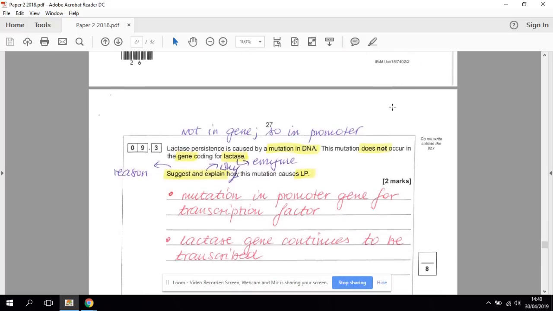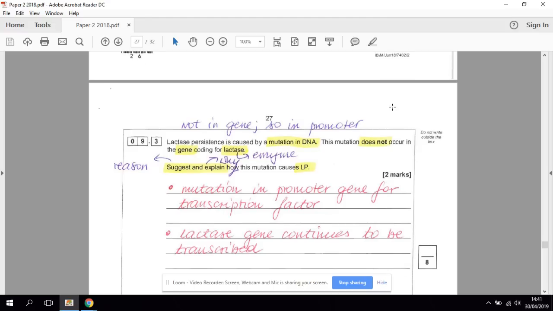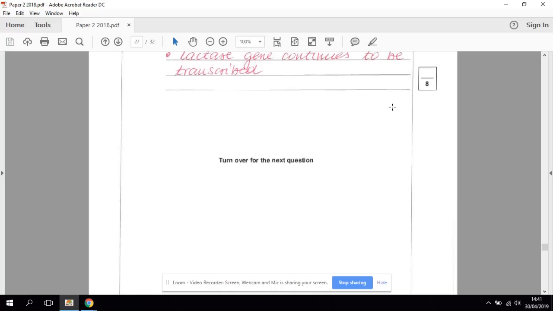Right, next question. Lactase disease is caused by a mutation in DNA, and this mutation does not occur in the gene coding for the lactase enzyme. So not in the gene, so where else can it be? It can be, for example, in the promoter. So a mutation in the promoter gene for that transcription factor, and the lactase gene will continue to be transcribed. That could be a hard question to think of the answer to, but the promoter is something that we should be thinking about here.